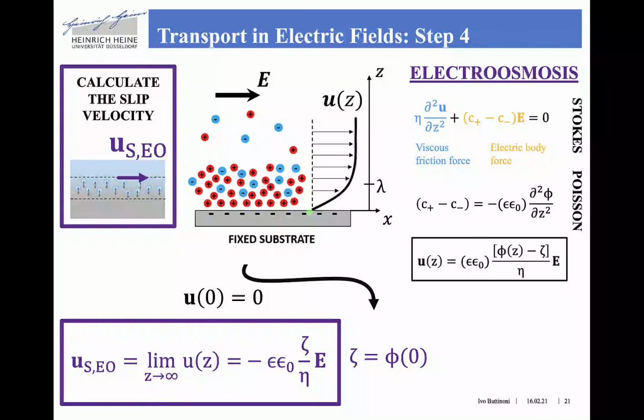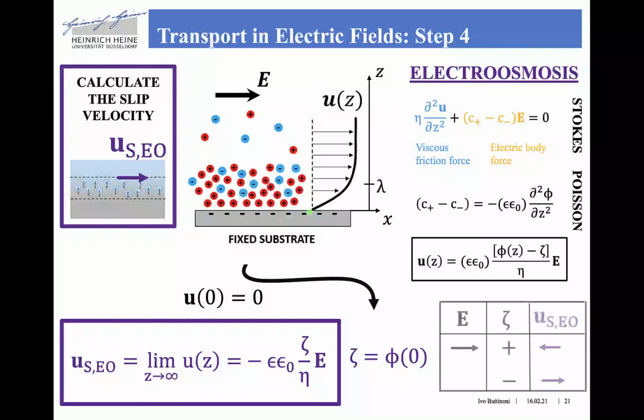So, in conclusion, due to electroosmosis, fluid is driven in the direction opposite to the external electric field if the surface potential of the substrate is positive, and the other way around if the substrate is negatively charged, as shown in this sketch.